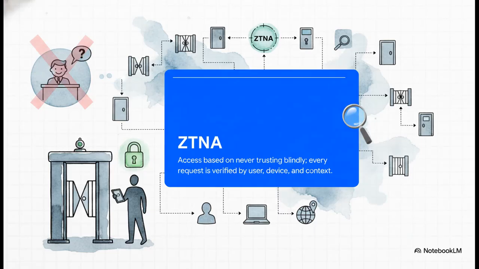Now, a massive part of that security checkpoint is ZTNA, or Zero Trust Network Access. Zero trust means exactly what it sounds like. Never trust blindly. Look, just because someone made it past the front reception desk doesn't mean they suddenly get a master key to every single room in the building, right? Every single request to open a digital door is verified based on who the user is, what device they're using, and the context of where they're connecting from.